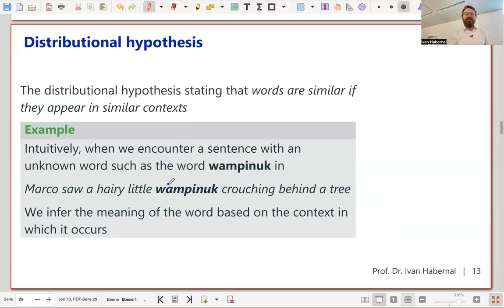We infer the meaning of the word based on the context in which it occurs, right? If you don't understand a thing, you learn basically by listening and talking, and if there's a new word, you understand the context, so you infer the meaning of that. That's how humans possibly work. So this is cool.